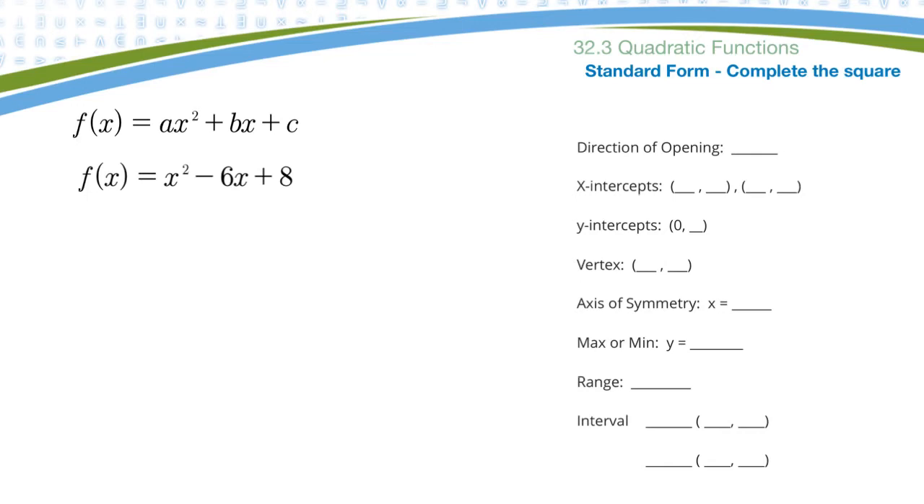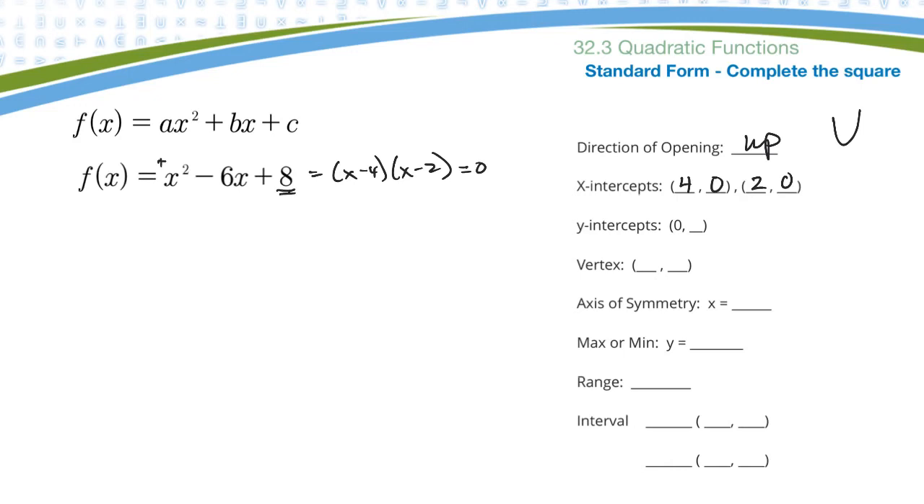So here this is the standard form, and it's a form we've seen before. The direction of opening, right off the bat, since this is positive, I can say this graph is opening up. It's going to look like that. X-intercepts, I can factor this one. So I think it's x minus 4, x minus 2. Oh, I think it's the question we just did. So if that's equal to 0, then either x is 4, so 4 and 0, or x is 2, so 2 and 0. So those would be the x-intercepts.